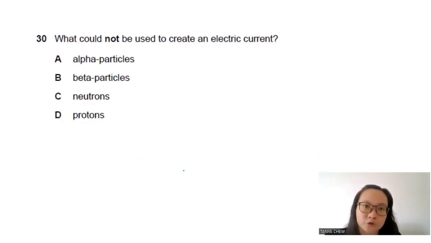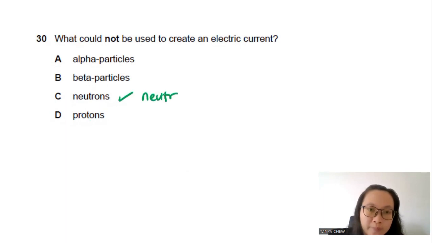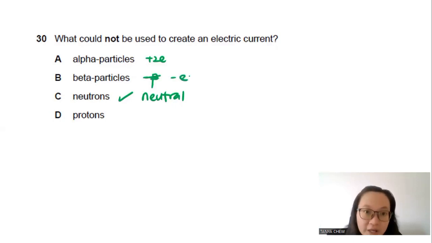What could not be used to create an electric field? Of course, neutron cannot be used. Why? Because neutron is neutral. Remember that? Alpha is positive 2e, beta is negative e if you talk about electrons, or positive e. So proton is positive e. So since all of these are charged particles, only neutron is free of charge. So therefore C is the answer.